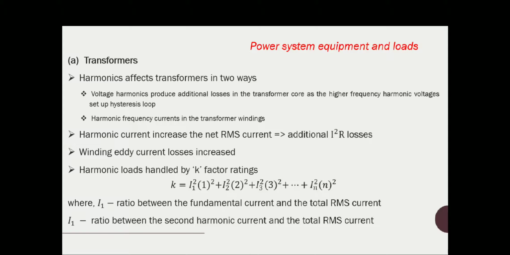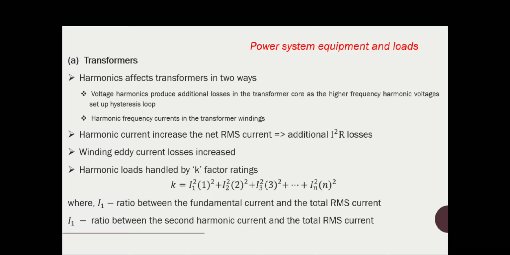Here you can see the K factor rating: K is equal to I1 square, representing the fundamental, so it is 1 square, plus I2 square, the second harmonic, so 2 square, plus I3 square into 3 square, etc., up to In square into n square. n is the order of harmonics.